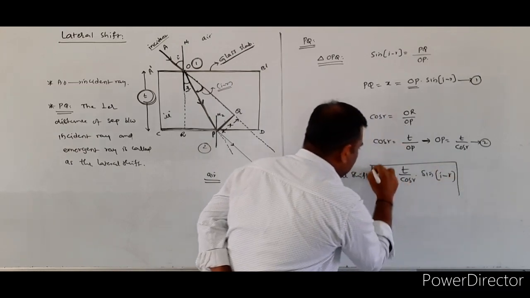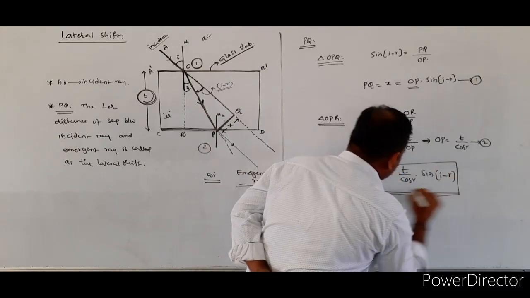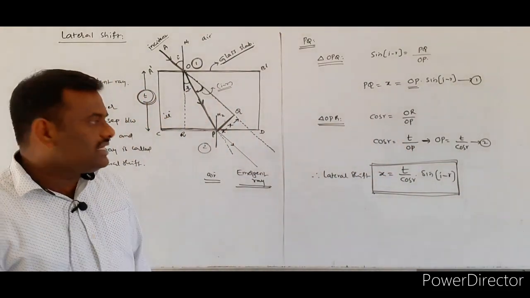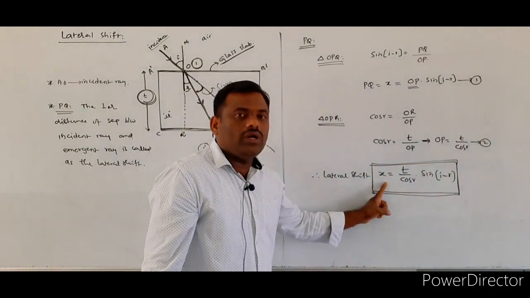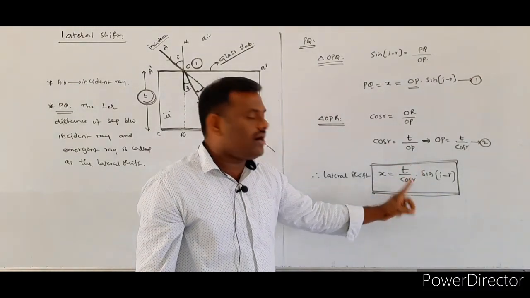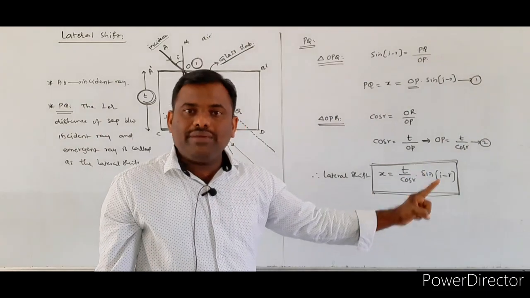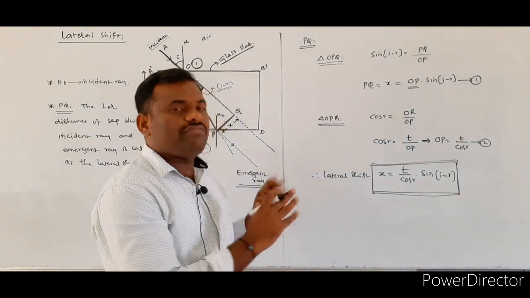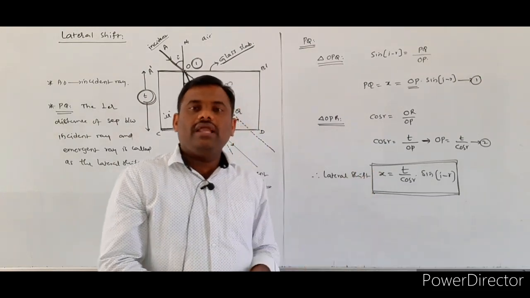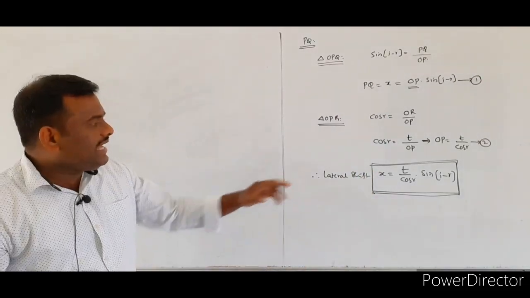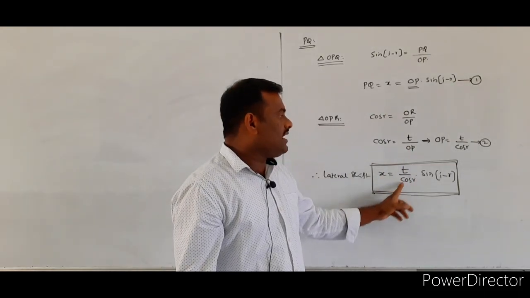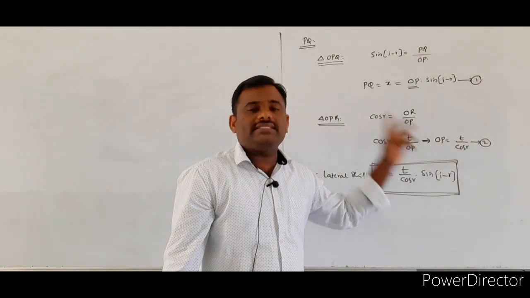So this is the standard expression for the lateral shift. What is the formula for the lateral shift? Lateral shift x is equal to t by cos r into sin of (i minus r). So this is the general formula for the lateral shift. Now we will discuss some of the cases of lateral shift. The equation you got for the lateral shift is x is equal to t by cos r into sin of (i minus r).